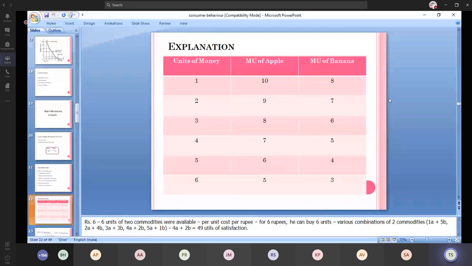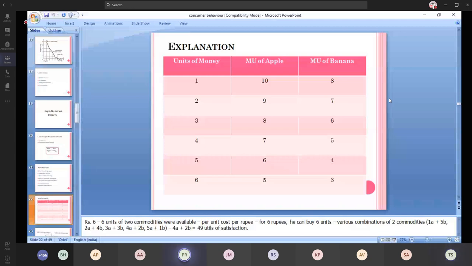Is it audible now? Yes, ma'am. Okay. So the first combination, 1 apple with 5 bananas, gives 40 utils, and the second combination, 2 apples with 4 bananas, gives the total utils of 45.